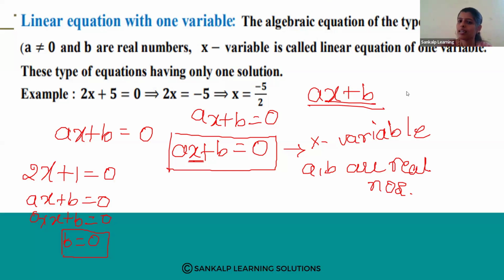Next. Linear equations of one variable, these types of equations have only one solution. Here one word is there, that is solution. So my dear children, what do you mean by solutions? Yes, anybody? What do you mean by solution? Have you heard the name solutions?